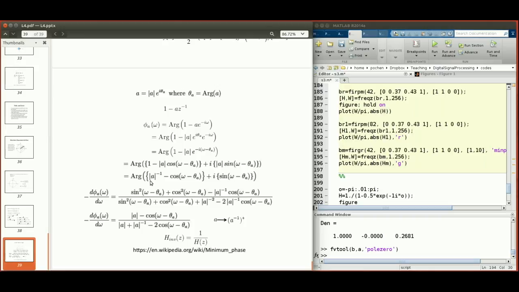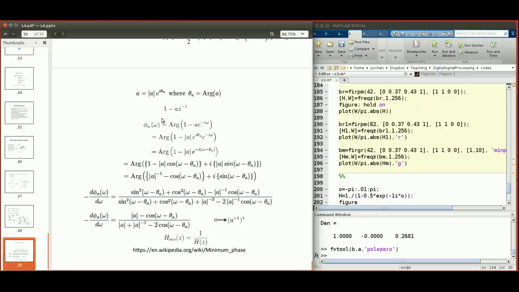Now we can compute the group delay. The effect on the group delay caused by this particular term is just taking the derivative of phi a with respect to omega, right? Again, we can do some trigonometry and algebra, reorganize all the terms and simplify it, and we end up with this particular expression. That's the group delay caused by this particular zero, right?